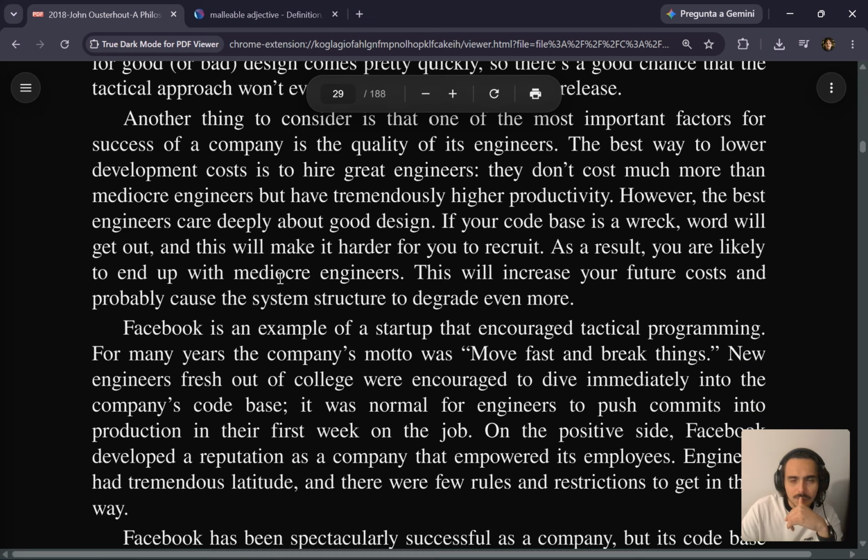Another thing to consider is that one of the most important factors for success of a company is the quality of its engineers. The best way to lower development cost is to hire great engineers. However, the best engineers care deeply about good design.